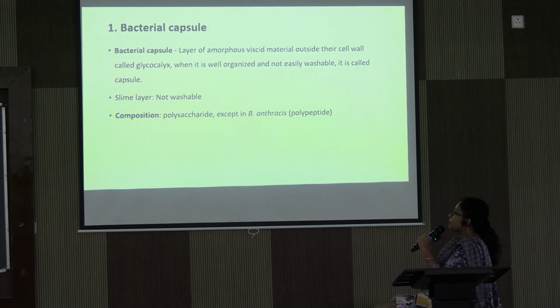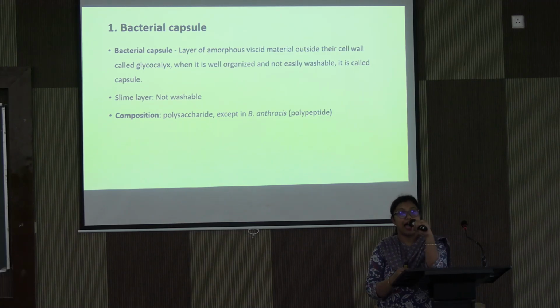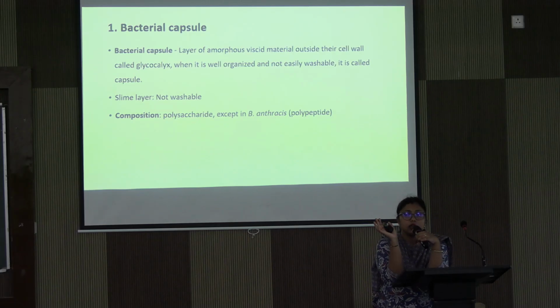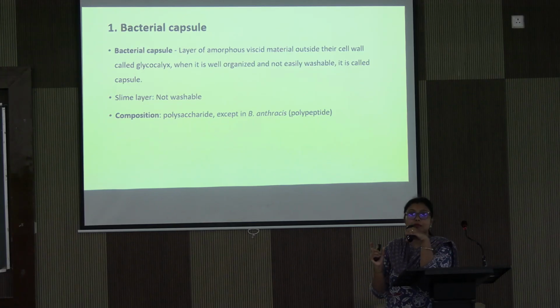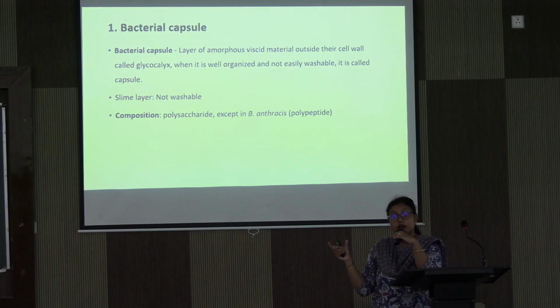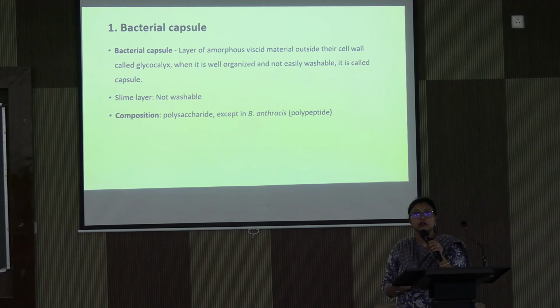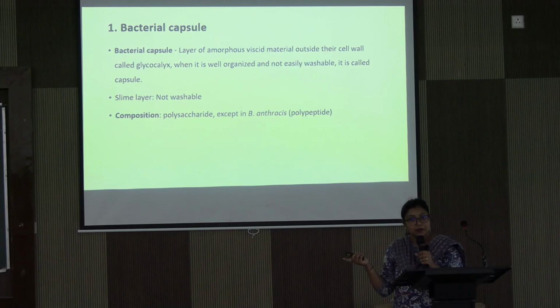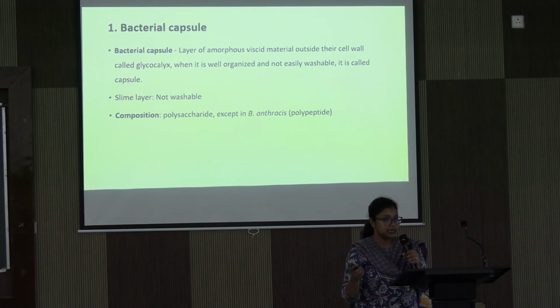Okay, so bacterial capsule. It is an amorphous viscid substance around the cell wall, also called glycocalyx. If you can easily wash it off, it is called a slime layer. But when it is well organized and you cannot remove it easily, then it is a bacterial capsule. The bacterial capsule plays a part in the pathogenesis of the bacteria because it protects the bacteria and also helps it to escape the host's immune mechanism.